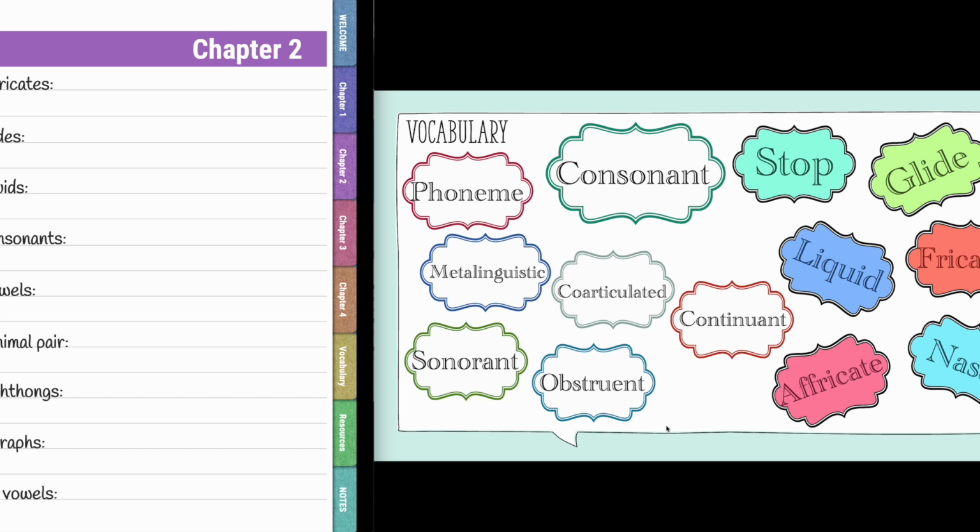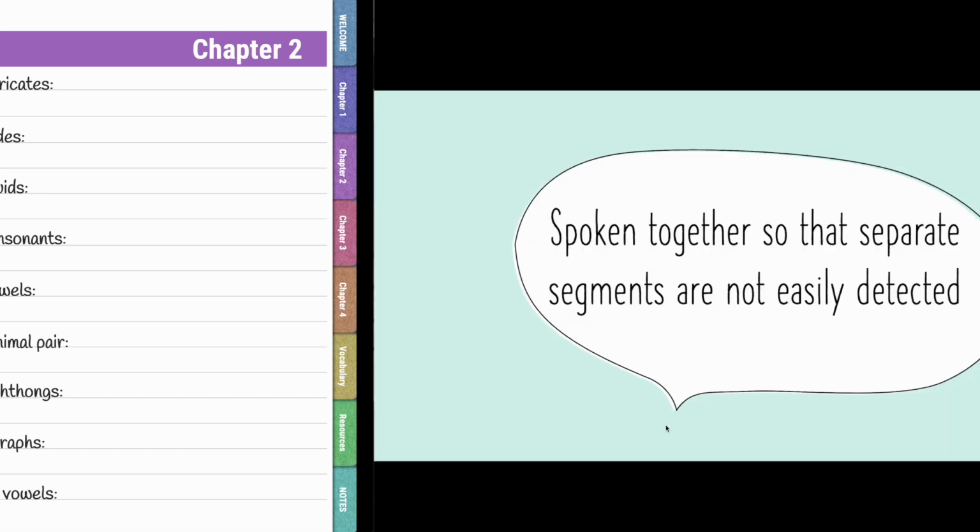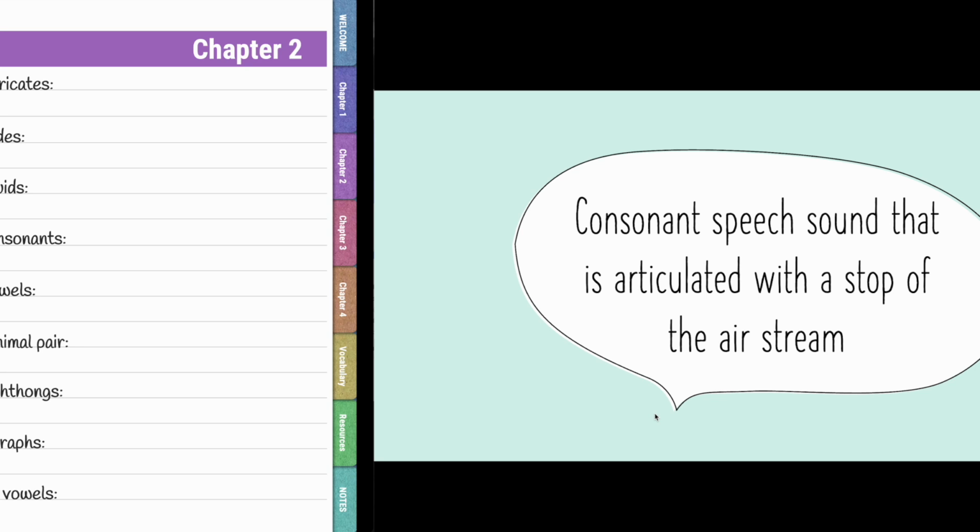All right, let's dive right in. So words that are spoken or sounds that are spoken together so that the separate segments cannot easily be detected, this is co-articulated. Remember we talked about how they're so squished together that sometimes we can't pull some of those sounds apart, or it is difficult to pull some of those sounds apart. That is co-articulated.